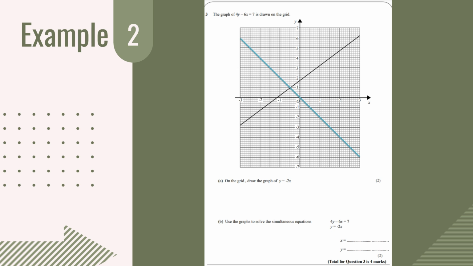Now, part B says, using the graphs, solve the simultaneous equations 4y minus 6x equals 7 and y equals minus 2x. So here we simply look at the graph and see the point of intersection of x equals minus 0.5 and y equals 1.